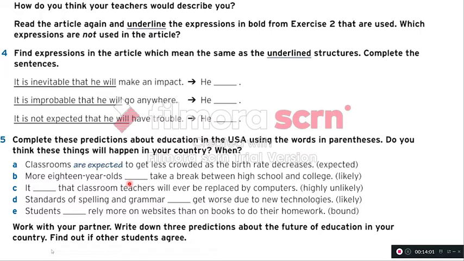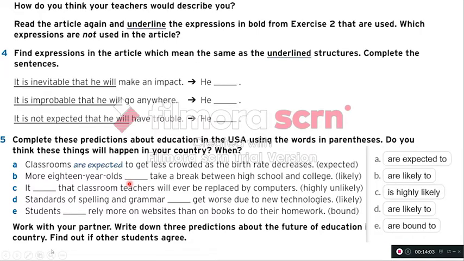Very good. I'm going to show you the answers. Well done. As you can see, here we're saying "are likely to." When you say "likely," remember that this is the same as "probable." "Unlikely" will be "not probable." And when you say this, you use the verb "be" before it: "is likely to take a break." "It is highly likely that classroom teachers will ever be replaced by computers." In letter D, "standards of spelling and grammar are likely to get worse due to new technologies."